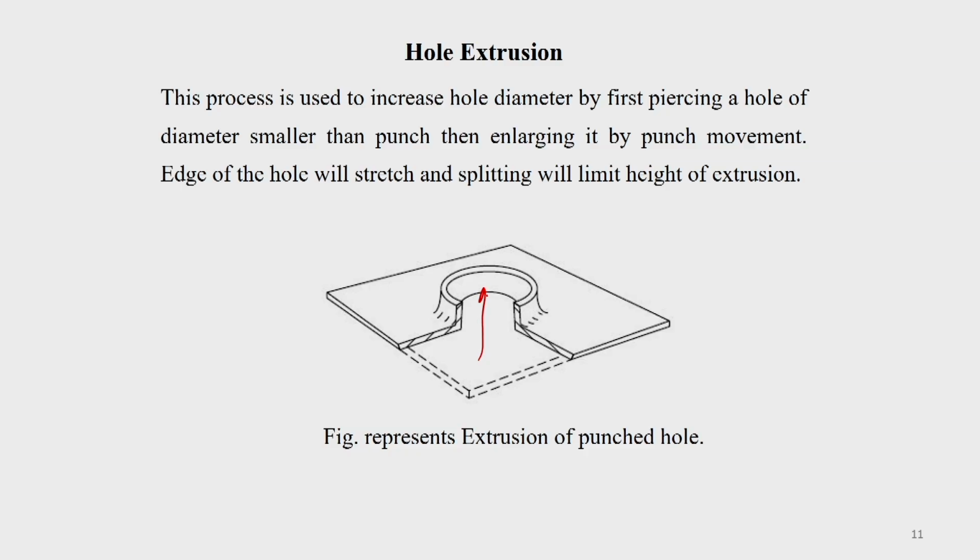So, you first pierce a hole, then you allow a punch to move through it, a punch having a slightly bigger diameter than the diameter of the hole. Then it gets expanded here, and the edge of the hole will stretch. In this case, because the diameter is larger, it will again stretch, but if it is too much, then splitting may take place.